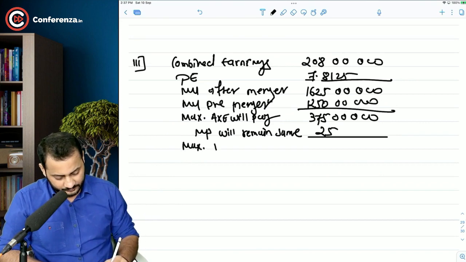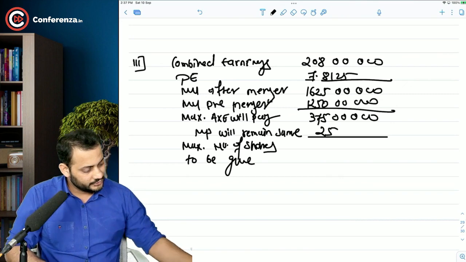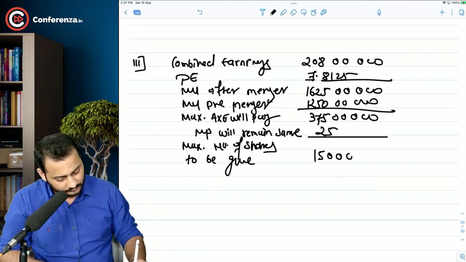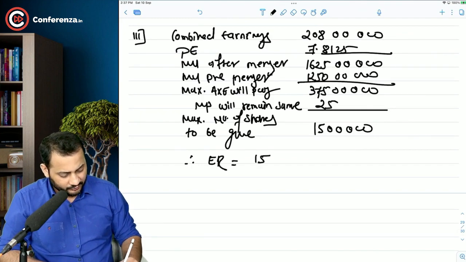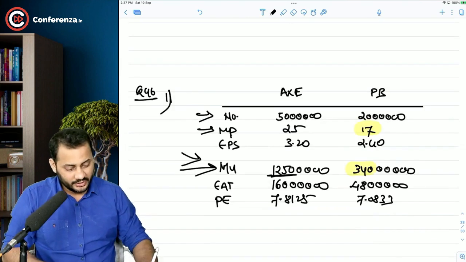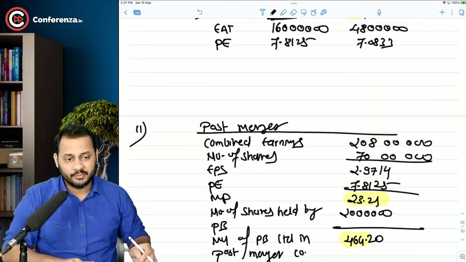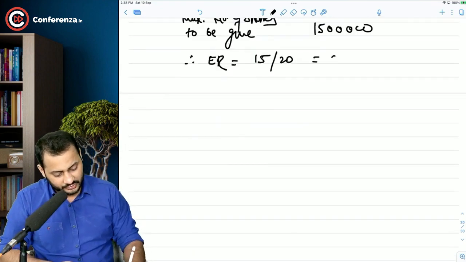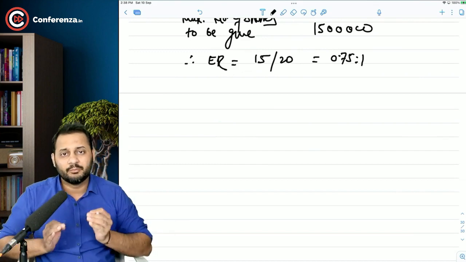So the maximum number of shares to be given: how much maximum can we give to them is 15 lakhs. So therefore, the exchange ratio: we are giving them 15 lakhs for the 20 lakh shares that they are holding right now in PB Limited. We are giving them 15 lakhs in X Limited. So the ratio is 0.75:1. For every one share, we are giving them 0.75.